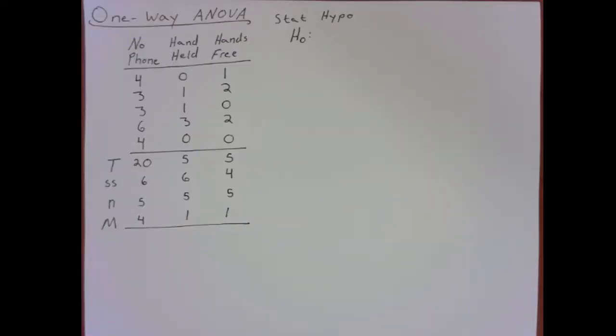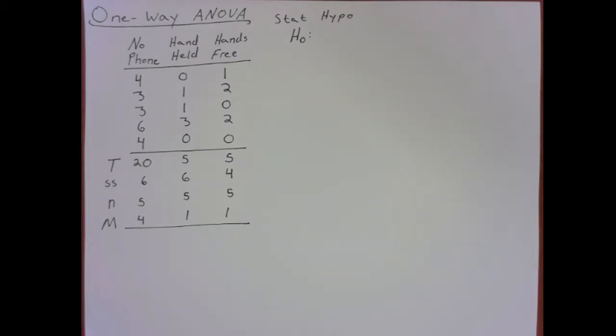Alright, in this video what we have here is an example for calculating a one-way ANOVA by hand. Now you would use a one-way ANOVA in a situation where you have three or more groups and it's a between subjects or independent groups design.